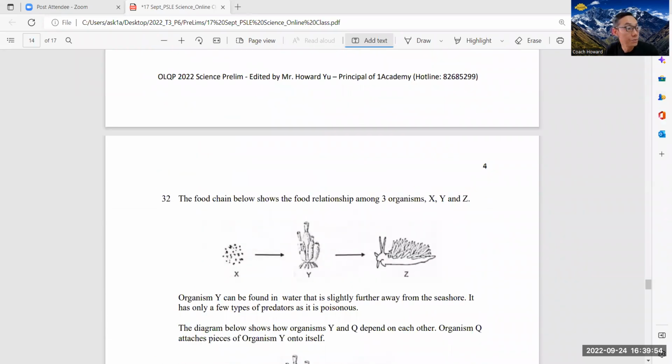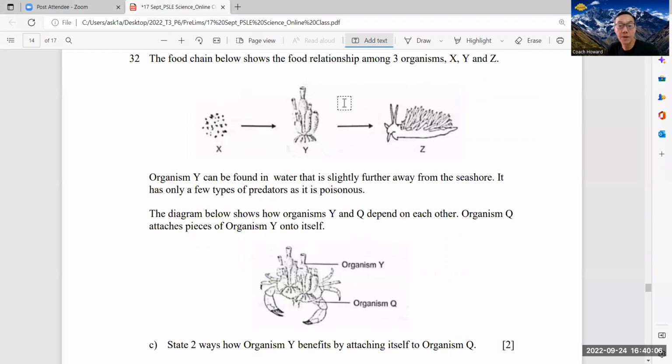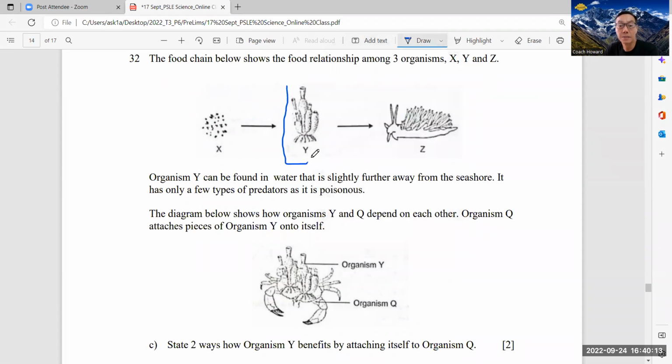Question 32. This question is quite interesting. There are three organisms, X, Y, and Z, as shown here. It says that organism Y can be found in water that is slightly further away from the seashore. So you highlight this organism Y. It has only a few types of predators and is poisonous. So you can write here, I annotate with P, it's poisonous.